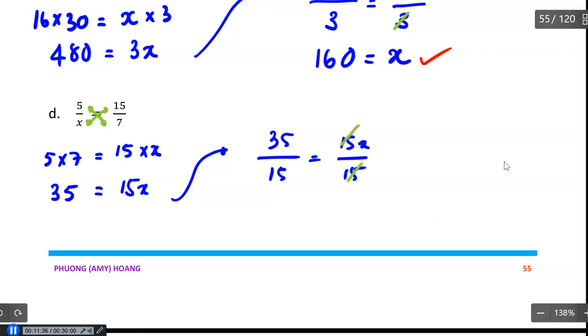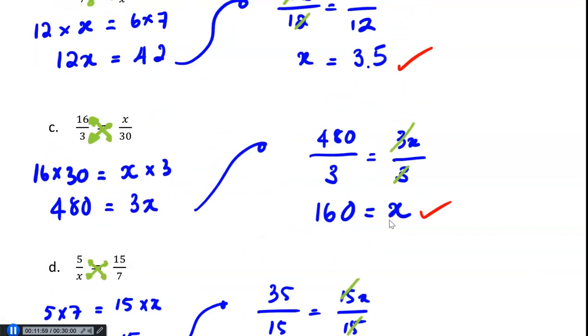So that cancels out. I just have 1x left. 15 divided by 15 is 2.3333 repeated. So let's round to just 2 decimal places and put this dot on top of that 3 to say that the 3 is repeating itself. Okay, so we have all of that done.